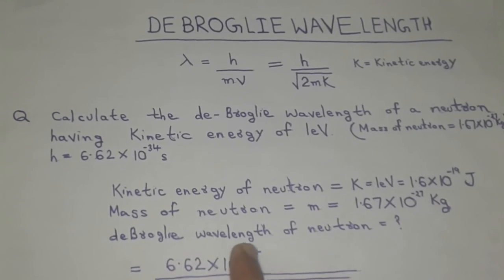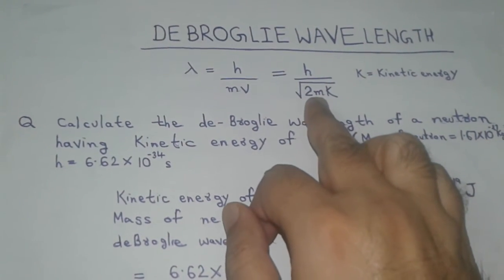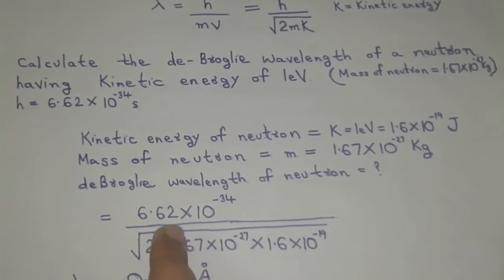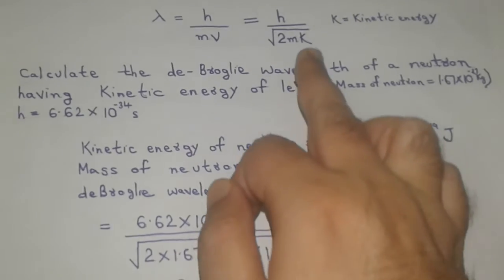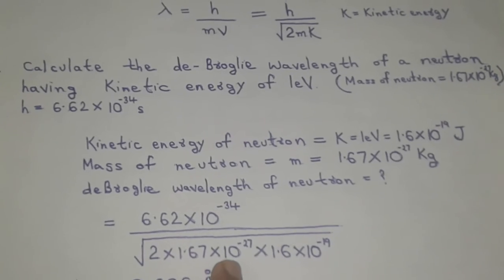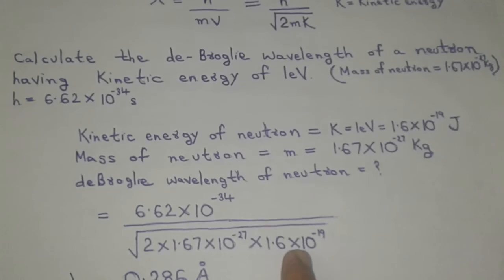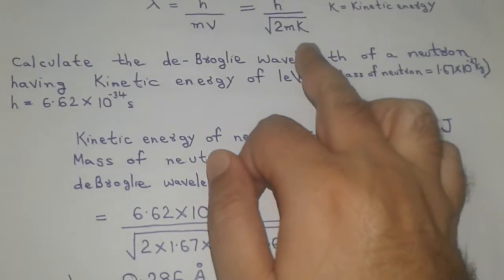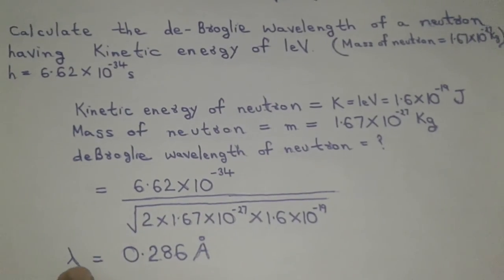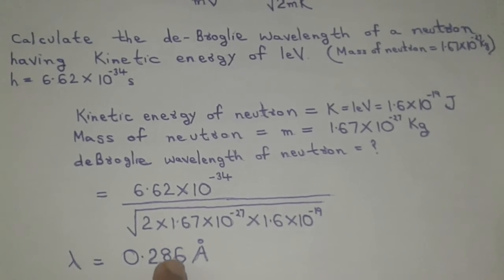We have to find the de Broglie wavelength of the neutron. So, substituting the values of m and K in the above equation, we get 6.62 into 10 to the power minus 34 as the value of h, divided by under root 2 into 1.67 into 10 raised to the power minus 27 as the mass of the neutron, into 1.6 into 10 to the power minus 19 joules as the kinetic energy. On calculation, we arrive at the de Broglie wavelength associated with this neutron as 0.286 angstrom.